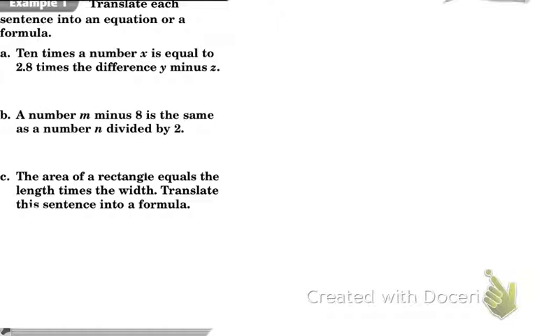Okay, so 10 times the number x is equal to 2.8 times the difference y minus z. So now what we're going to do here is this. It says 10 times a number x. So what that tells us is we're going to take 10 and times it by a number x, meaning 10 times x. That part is going to give us 10 times x.